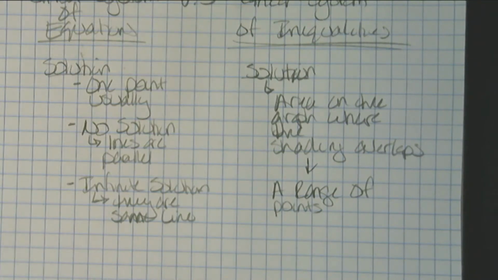So to determine if a point is a solution to an inequality system or a linear inequality itself, any inequality, it has to fall in the shaded area. All right, so let's talk about how we figure this out.